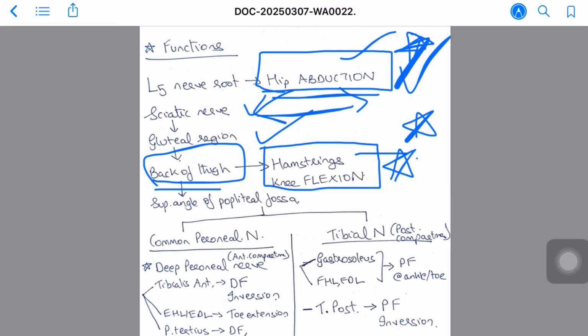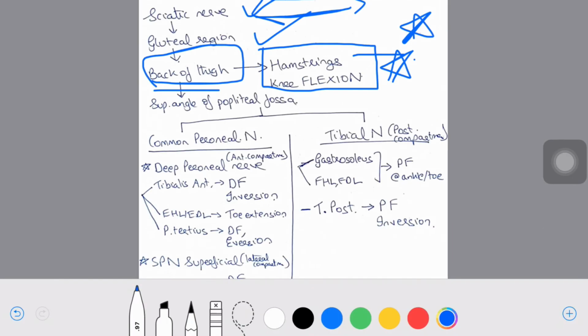Okay, so now we need to understand the functions and the muscles supplied by the specific nerves to get a hint of the site of injury. So now the common peroneal nerve winds around the fibular neck and divides into the deep peroneal and superficial peroneal nerve. Okay, so what happens is the deep peroneal nerve supplies the anterior compartment.